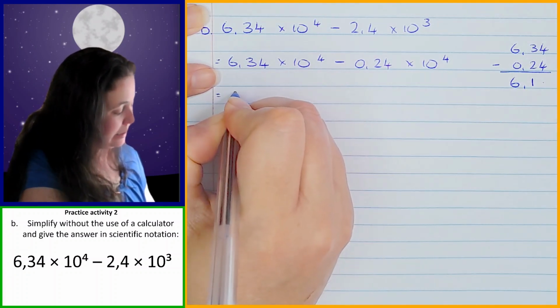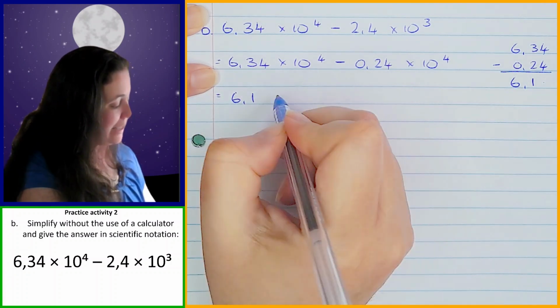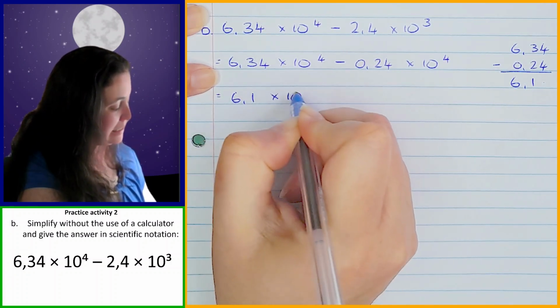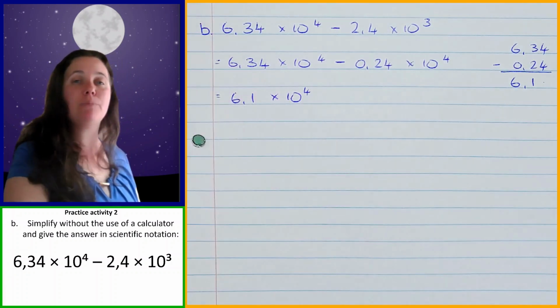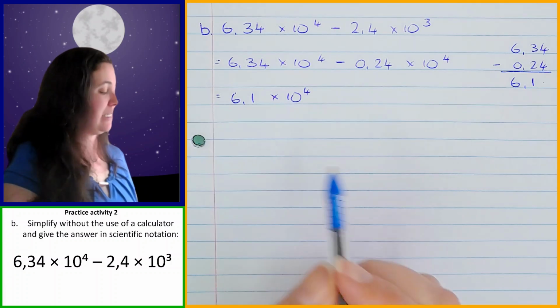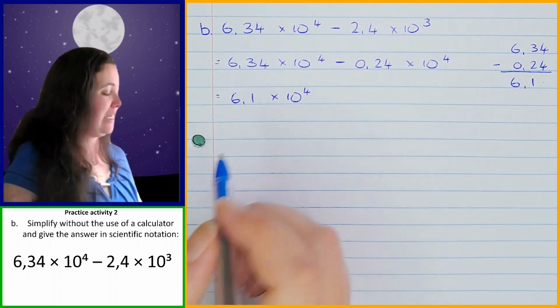So that gives me over here 6.1, and then the times 10 to the power of 4 stays as it is. Now I check, is that in scientific notation? The 6.1 is between 1 and 10, which means that it is in scientific notation, so I'm fine. So now I can leave it like that.